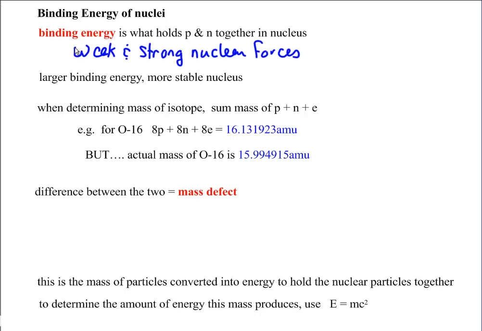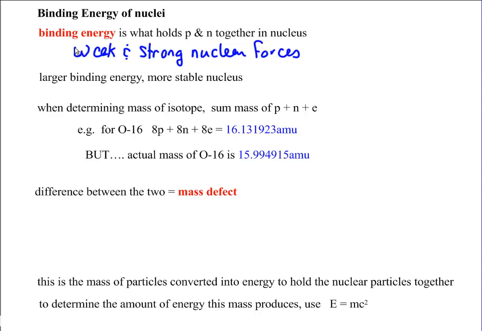The larger the binding energy, the more stable the nucleus, because there's more energy to hold all these charged particles together. How do I figure it out? Well, Einstein is the one that came up with the relationship between the amount of energy created when an atom is broken apart and the mass of what is converted into energy.